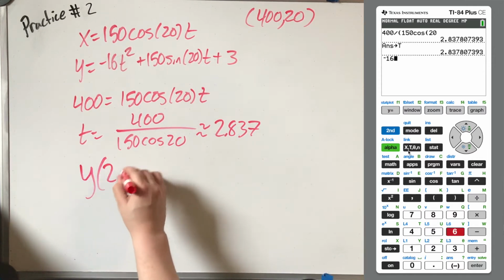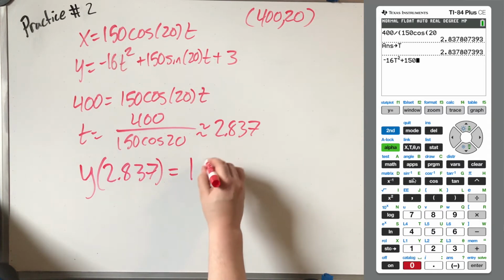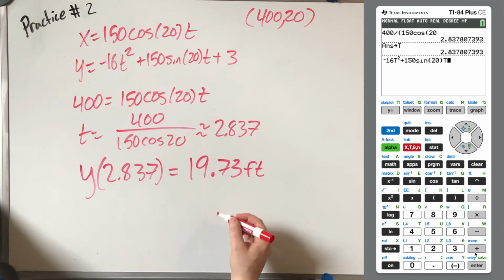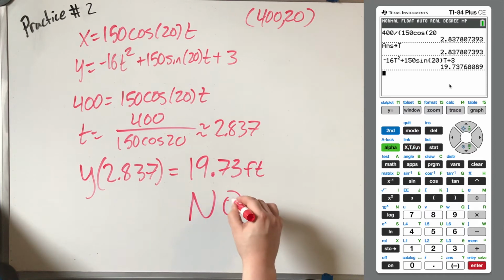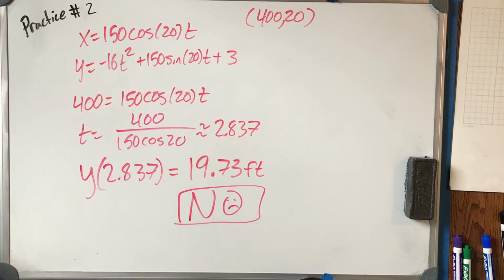Plug that into the y equation to see what's going on with that and how tall it is. And when we do that, we get 19.73 feet, which is under 20, which means no, he did not score a grand slam. But hopefully they got a couple of runs in, and hopefully it wasn't the last at bat.